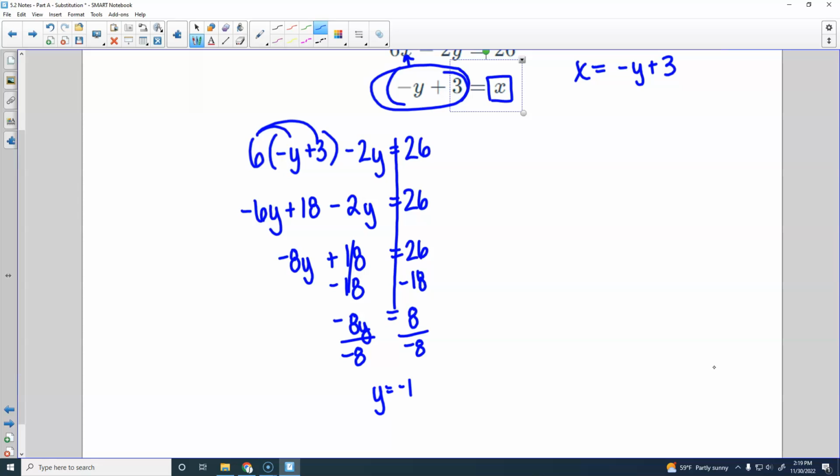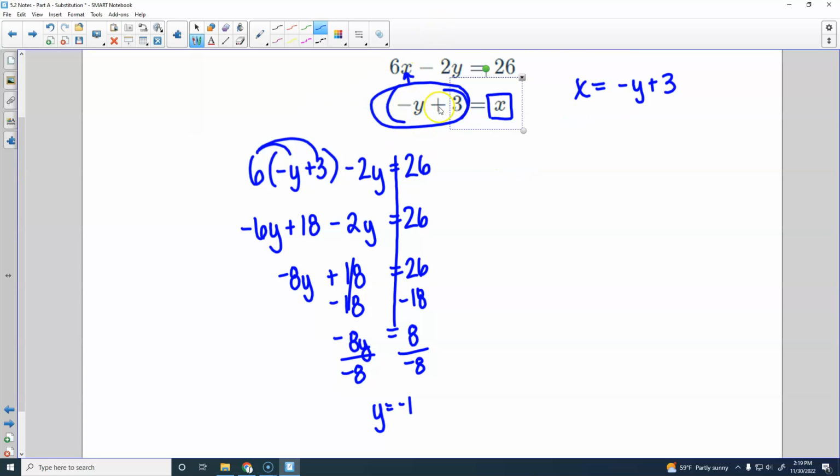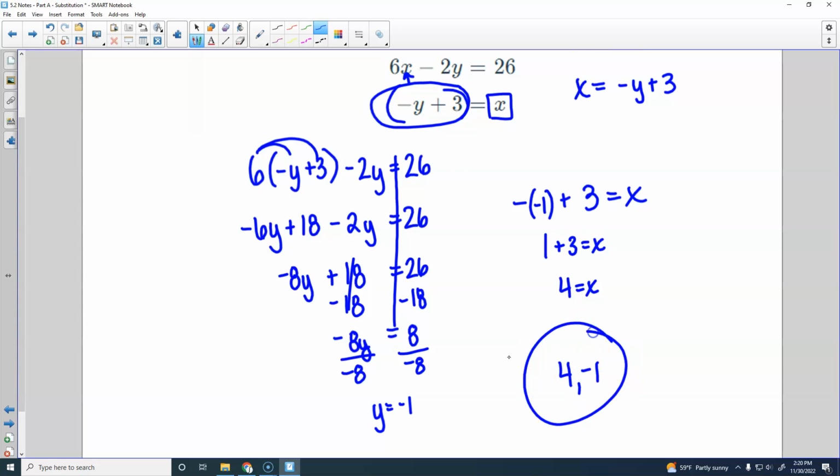Okay, that gives us our y coordinate. We need an x and a y, so we could plug it into either equation, but the bottom is going to be a little bit easier. Now be careful right here. When you plug this in, negative y plus 3 equals x, you are erasing the y and the y only. That negative in front of it stays. And you're plugging in your value, which is a negative 1. So negative negative 1 is actually positive 1, plus 3 equals x. So 4 is your x. So we've got 4, negative 1 is our answer.